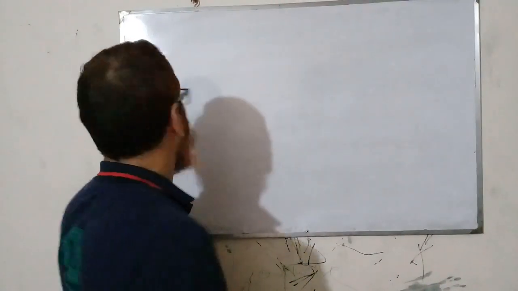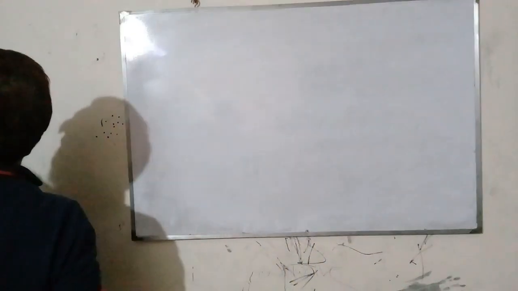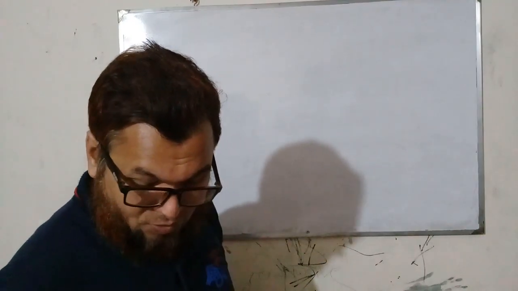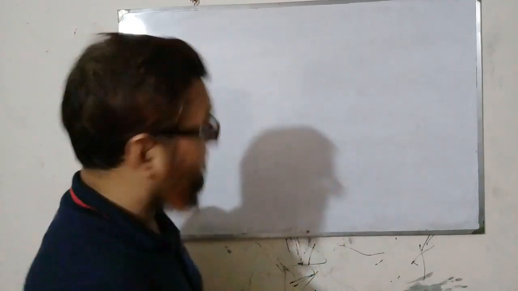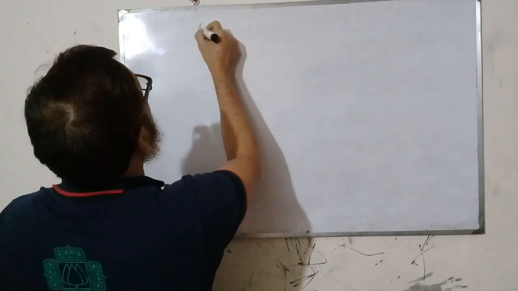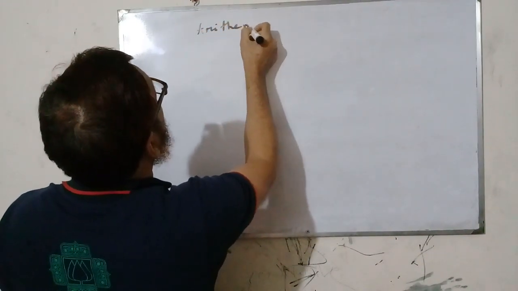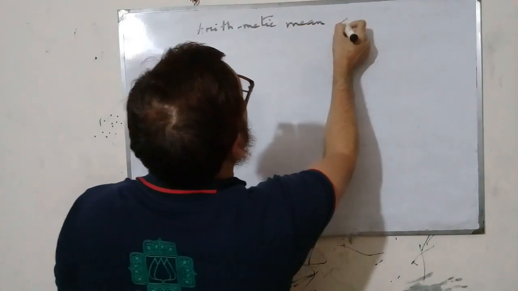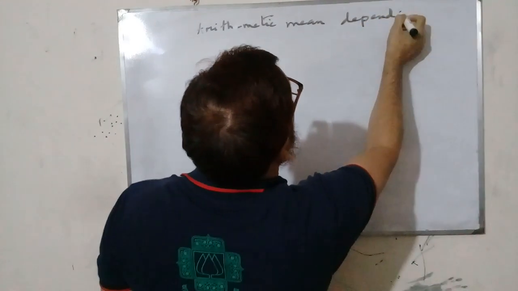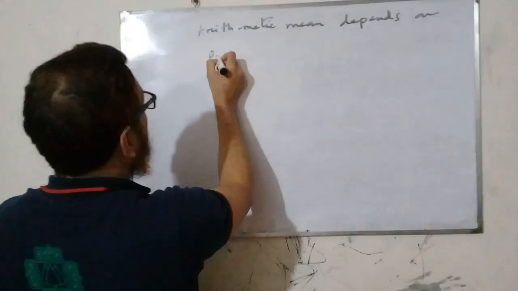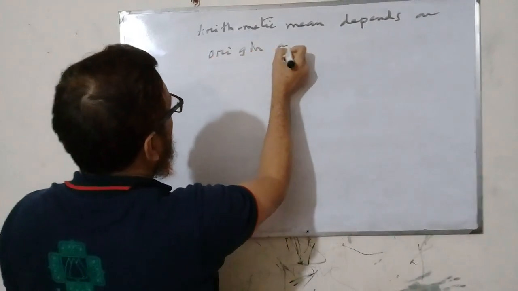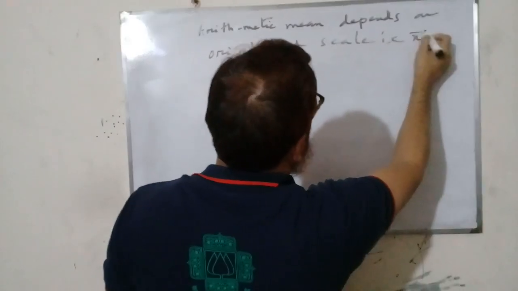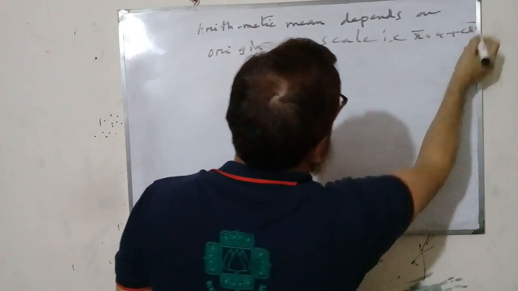Next, the arithmetic mean depends on origin and scale. Arithmetic mean depends on origin and scale, that is x bar equals a plus c d bar.